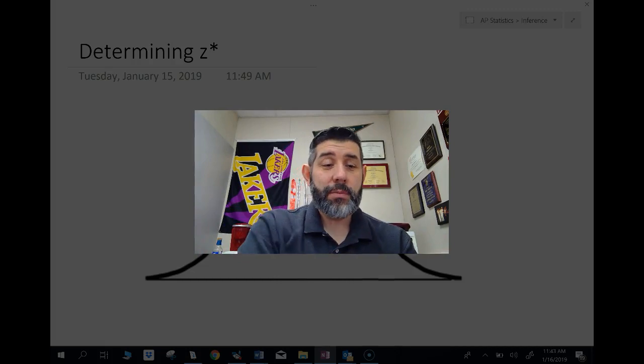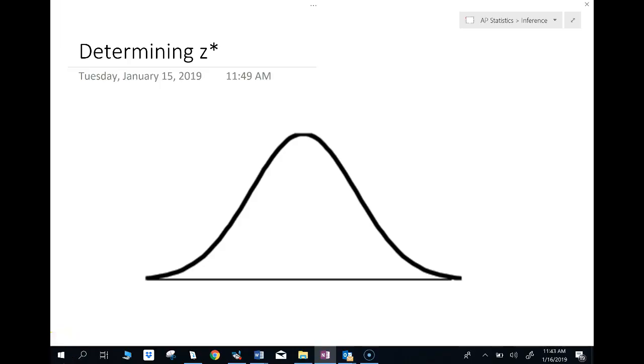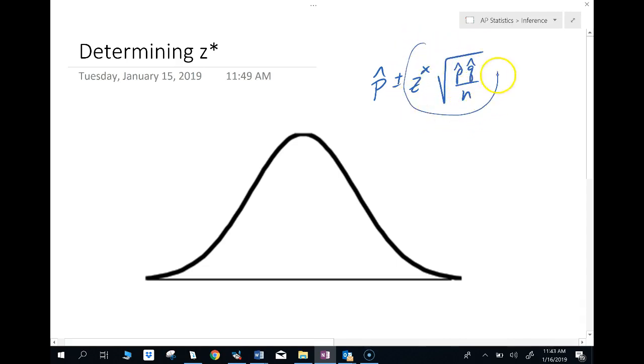Let's take a look. So we've got this normal model here, and our confidence interval for one proportion is p hat plus or minus Z star times the square root of p hat q hat over n. This piece after the plus or minus is called our margin of error. And here's the basic idea of Z star. I'm not saying this is exactly the way it works, it's just the kind of idea of what's going on.